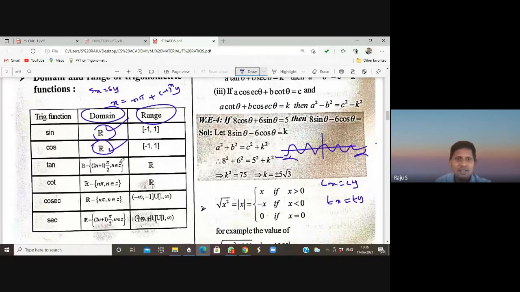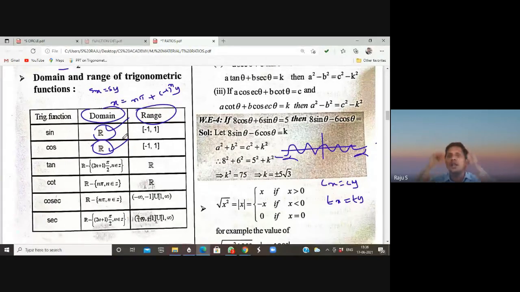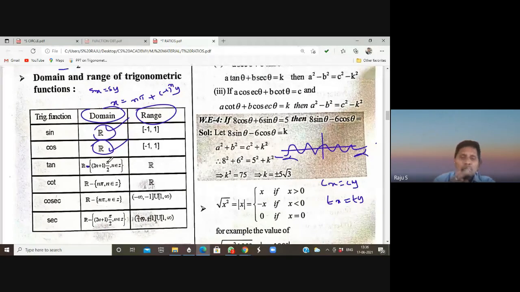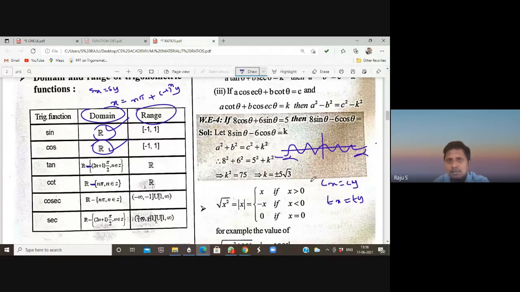But if you see the tan graph, we draw some dotted lines at 90, minus 90, 270 like that, because at 90 it tends to infinity. We are unable to draw the graph at infinity, right? So it does not exist at pi by 2, 3 pi by 2. So the domain is R minus those points, and similarly for cot, R minus n pi, cosecant as well as secant.